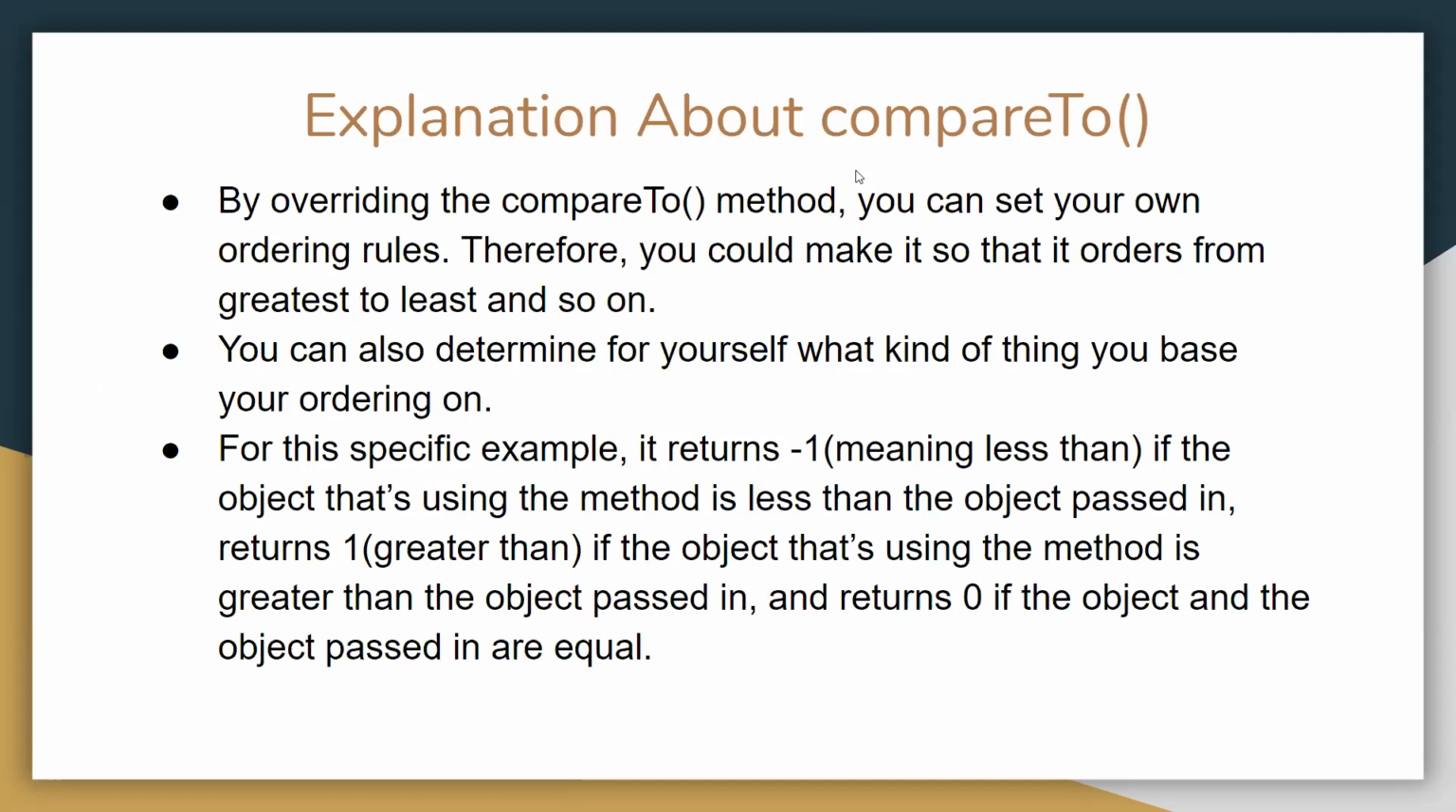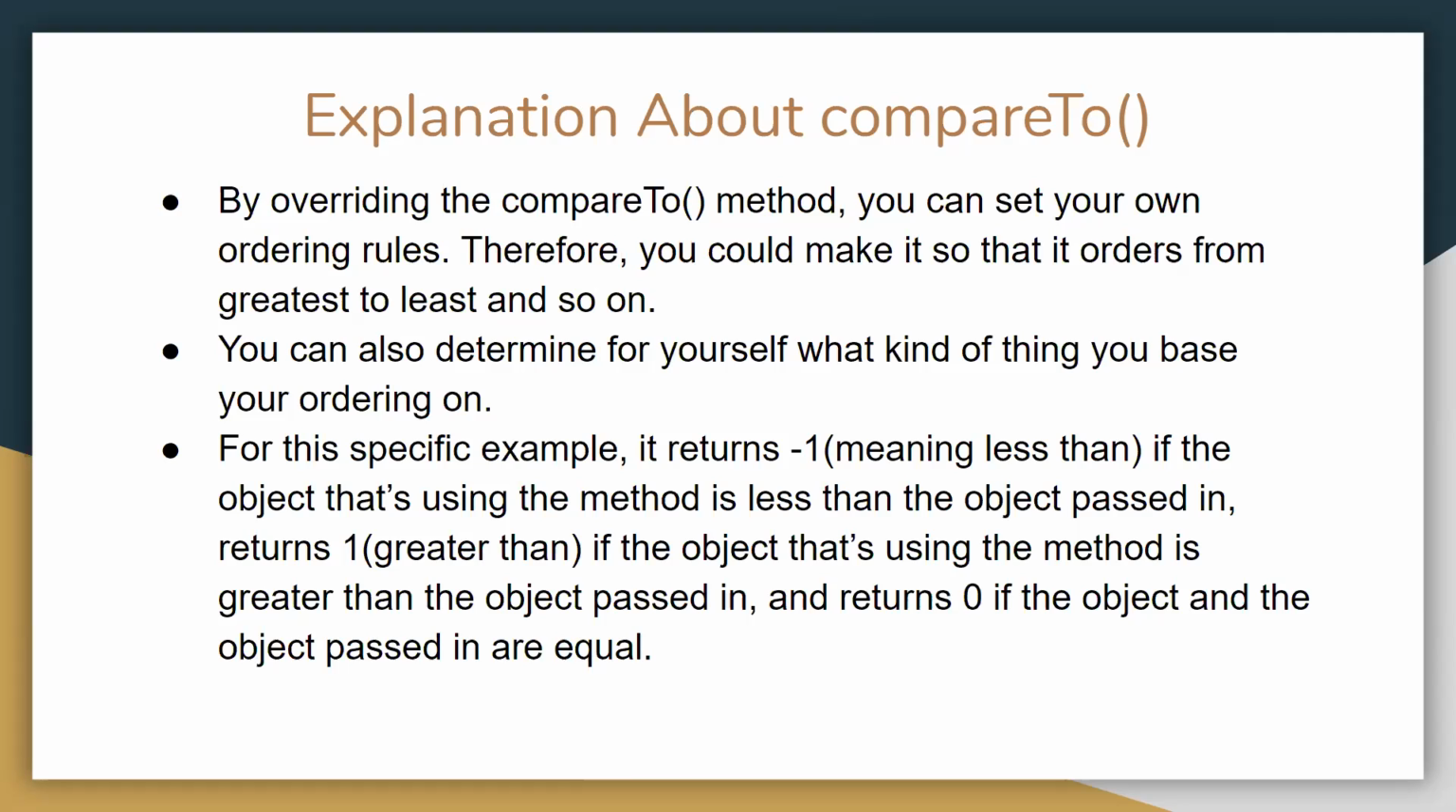Right, so explanation. By overriding the compareTo method, you can set your own ordering rules. Usually, if you use compareTo with objects without implementing it yourself, you're going to get an error most likely, or it's not going to order correctly. So by doing this, you can set your own ordering rules, and that makes it a lot easier, for example, for determining output.